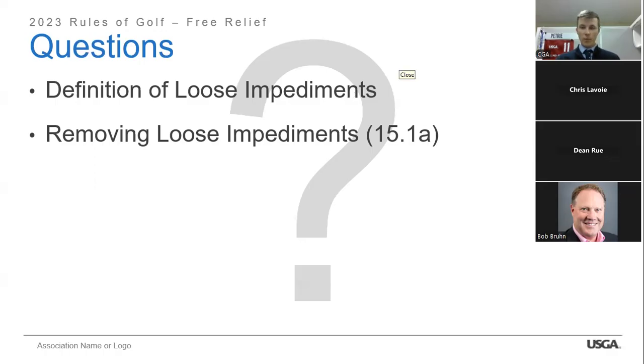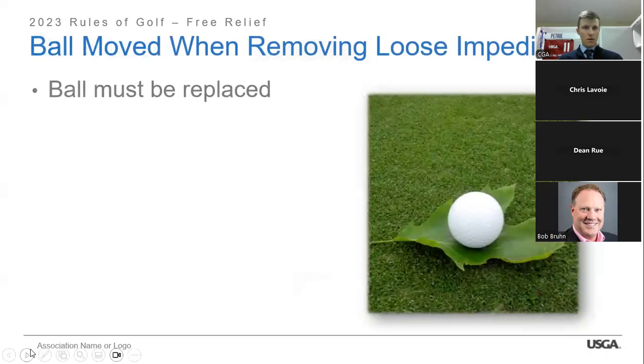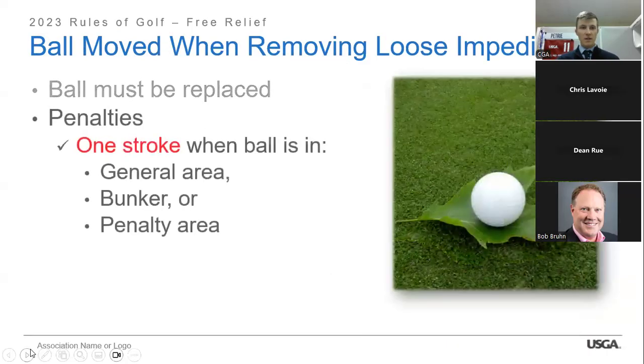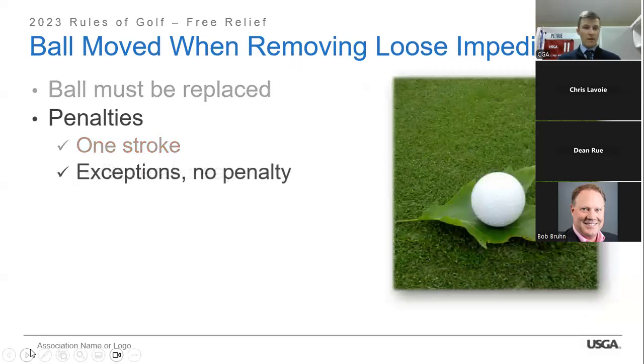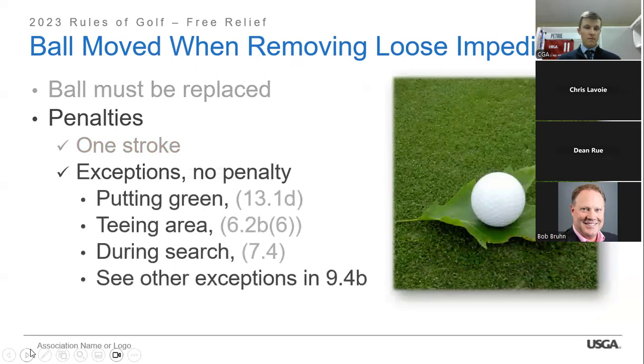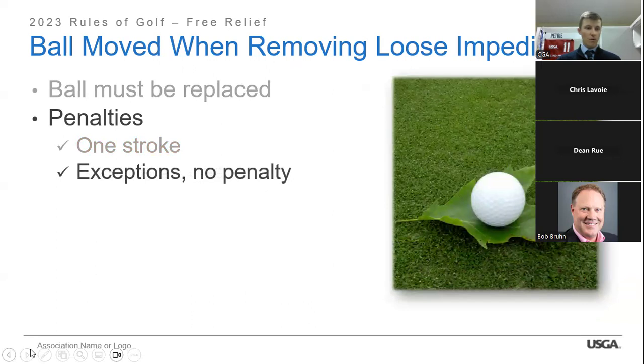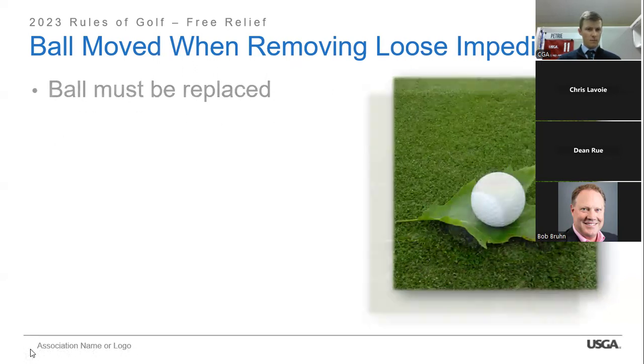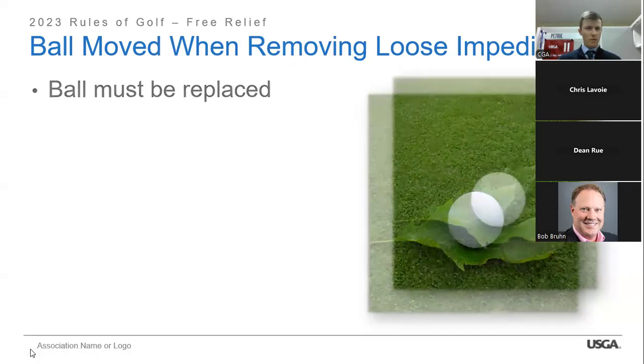With that being said, we'll keep on moving here, trying to keep us on time. Let me see. So the process of removing. So the ball must be replaced. We get a one-stroke penalty if we don't replace that ball. What have I missed here? Maybe we've missed a slide. Ball must be replaced.